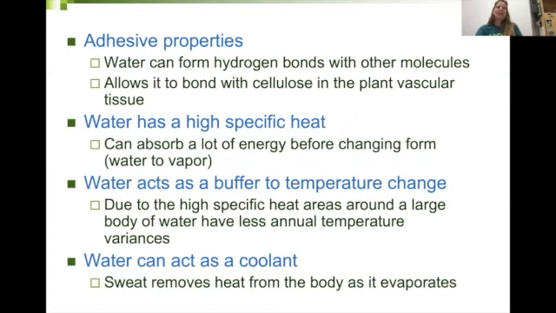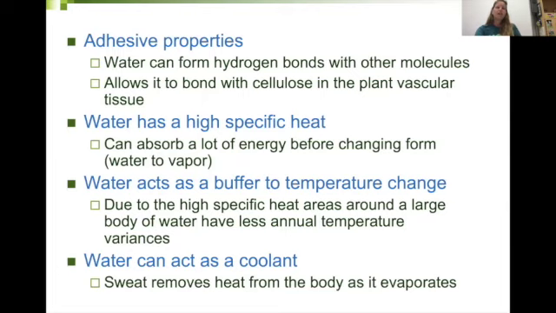It has adhesive properties. Water can form hydrogen bonds with other molecules. Okay, cohesion, water to water. Adhesion, water to anything else. So water to paper towel would be adhesion. It allows it to bond to cellulose in plant vascular tissue and allows it to kind of climb up the walls of the vascular tissue.